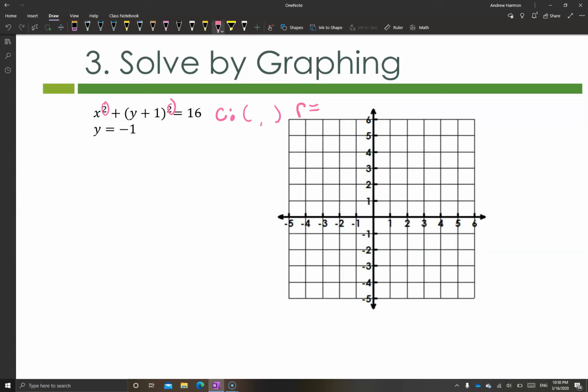So our center is, the x value has nothing, so it's 0. The y has a +1, and remember when we take that value out, we change its sign, so that's a -1 there. And the radius, r squared, is 16, so r is 4. Just remember, this is r squared there. So now all we have to do is graph that point 0, -1, and then count 4 up, 4 over, 4 down, and 4 to the left. And then we draw our circle.